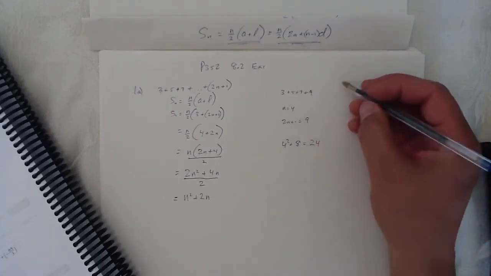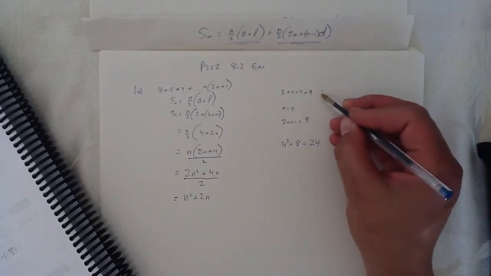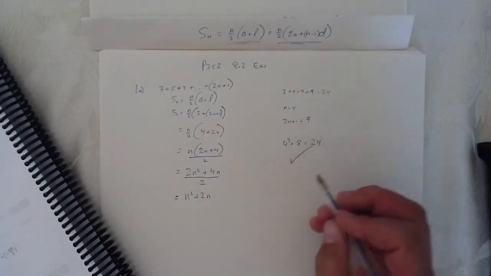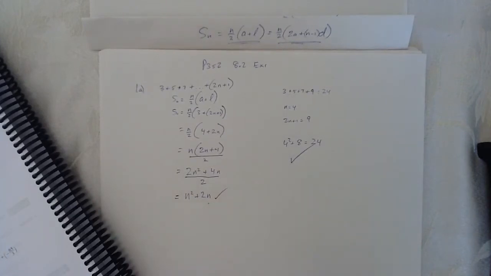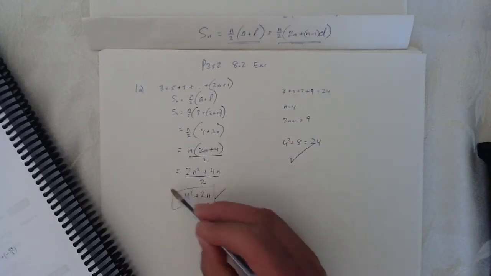And do these equal 24? 3 plus 5 is 8, plus 7 is 15, plus 9 equals 24. So yes, this is correct, and this is the final result. The answer key in the book is wrong. The answer key in the book says n squared plus n, but as I've just proven to you, the real answer is n squared plus 2n.